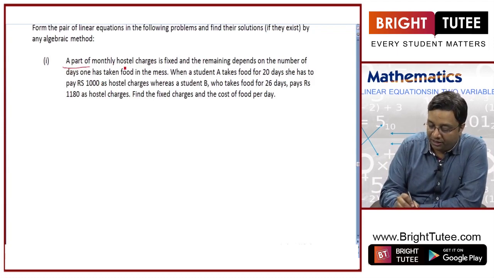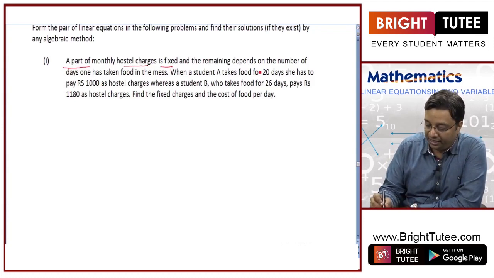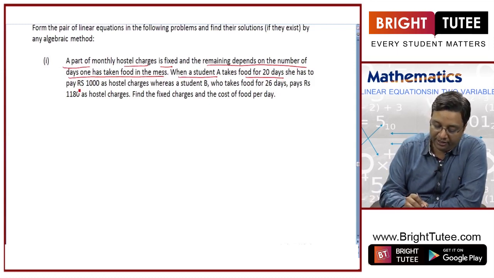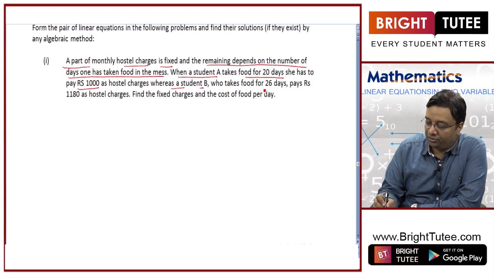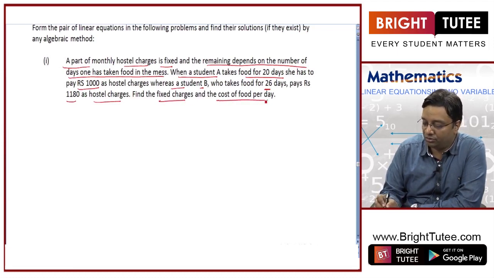A part of monthly hostel charges is fixed and the remaining depends on the number of days one has taken food in the mess. When a student A takes food for 20 days, she has to pay rupees 1000, whereas a student B who takes food for 26 days pays 1180 as hostel charges. Find the fixed charge and cost of food per day.